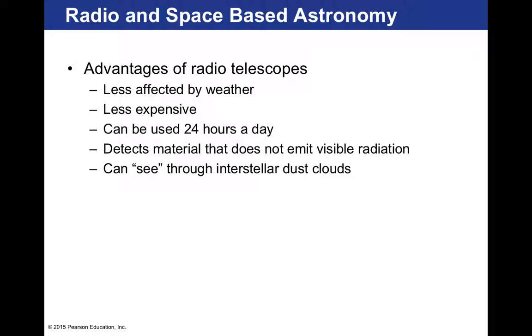Now some advantages of radio telescopes versus visible telescopes. They're less affected by weather. They're less expensive. They can be used 24 hours a day. They detect material that does not emit visible radiation. And they can see through interstellar dust clouds. So this means dust in clouds. It's not actually a cloud, but it's dust and different particles that are in space. If you want to think of a nebula, which is just a big concentration of different space gases together, radio telescopes can actually see through those because the radio waves will penetrate all of that material.